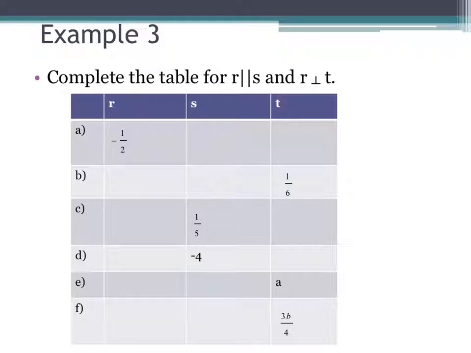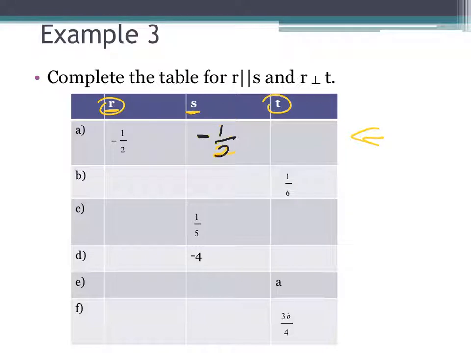So what we're going to fill in under the R column is going to be the same thing that's in the S column, because R and S have to have the same slope in order to be parallel. Now, for the perpendicular part, we're going to be filling in the R in relation to the T, and we know that perpendicular lines have opposite signs and reciprocals. So if I go across this first row, notice R and S need to have the same slope. So under the S column, I'm going to put -1/2.